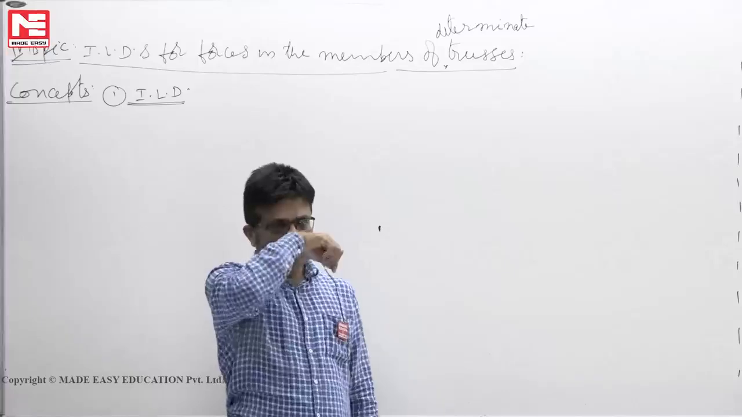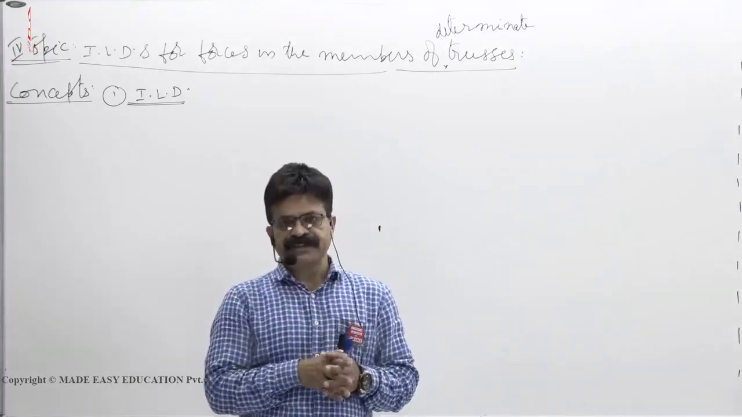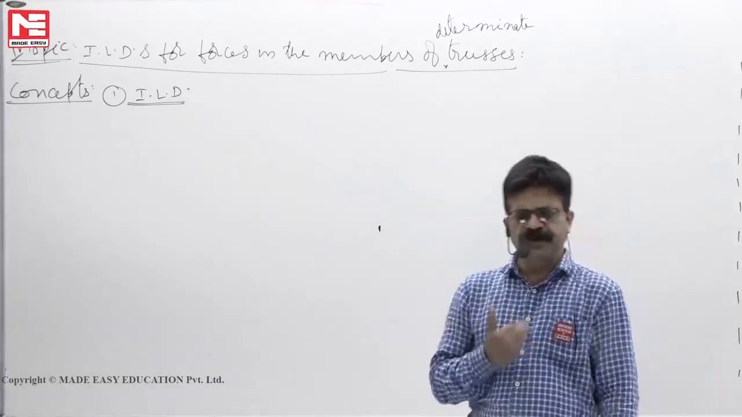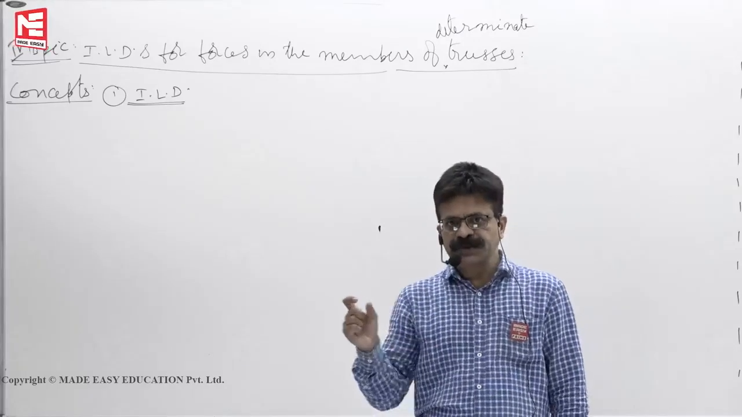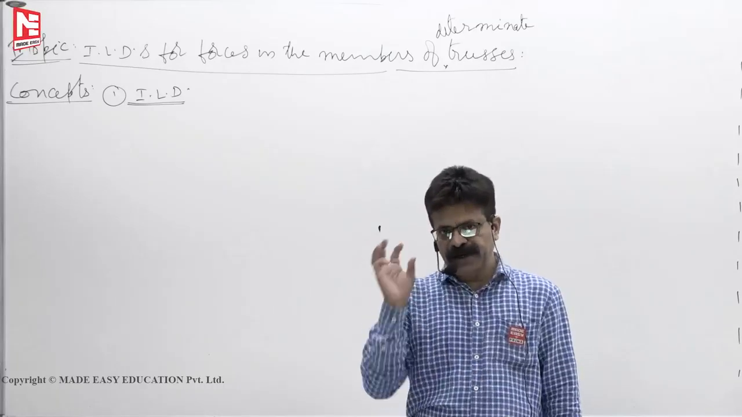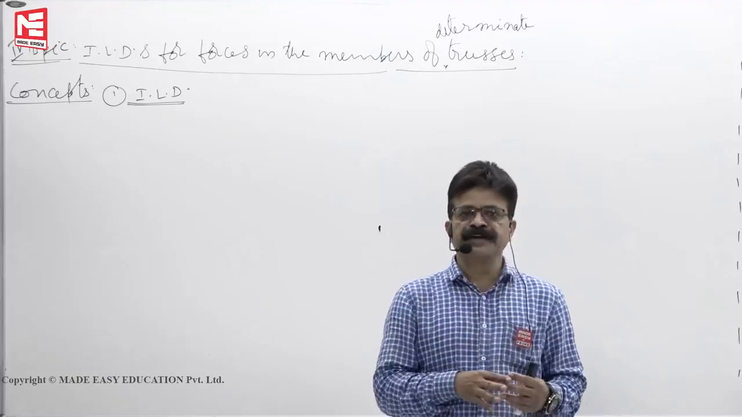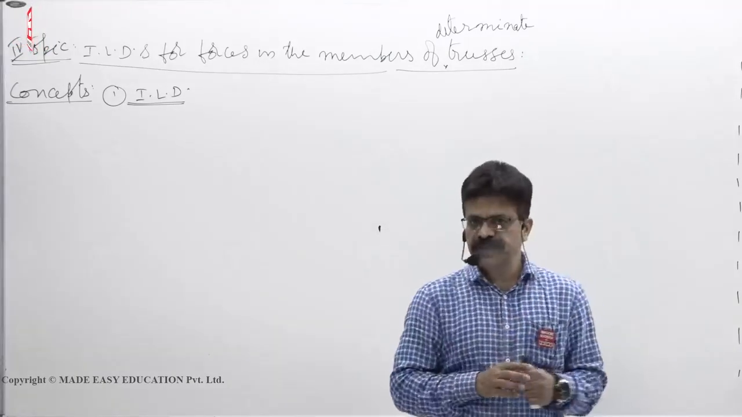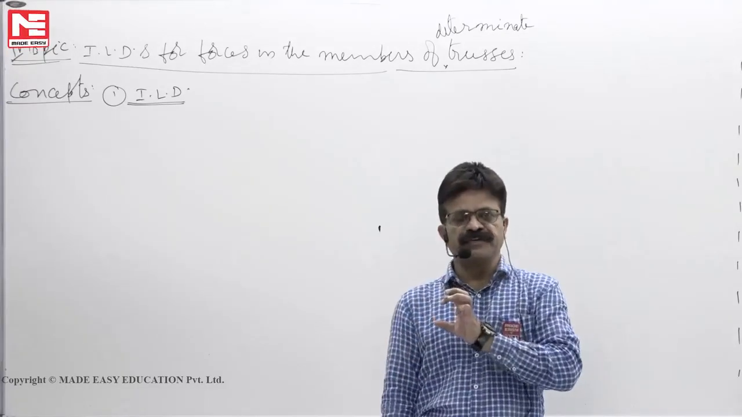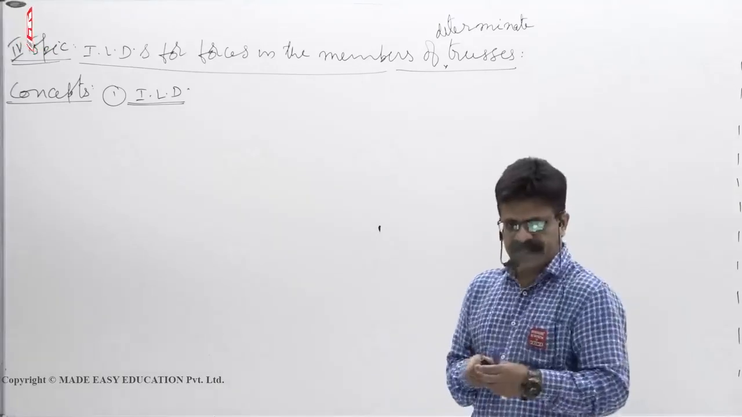Now then, what is the influence line diagram? Influence line diagram means it is a graphical representation of variation of reaction, shear force or bending moment, whatever quantity we take, as a unit load moves from one end to the other end of a structure. How a unit load influences reaction or shear force or bending moment when it is moving from one end to the other end. If you plot that variation as a graph, we call it influence line diagram.